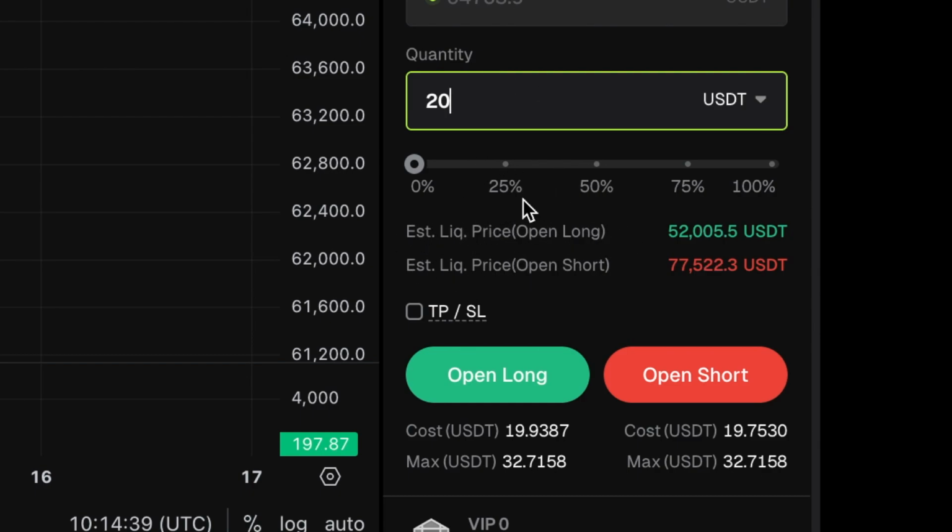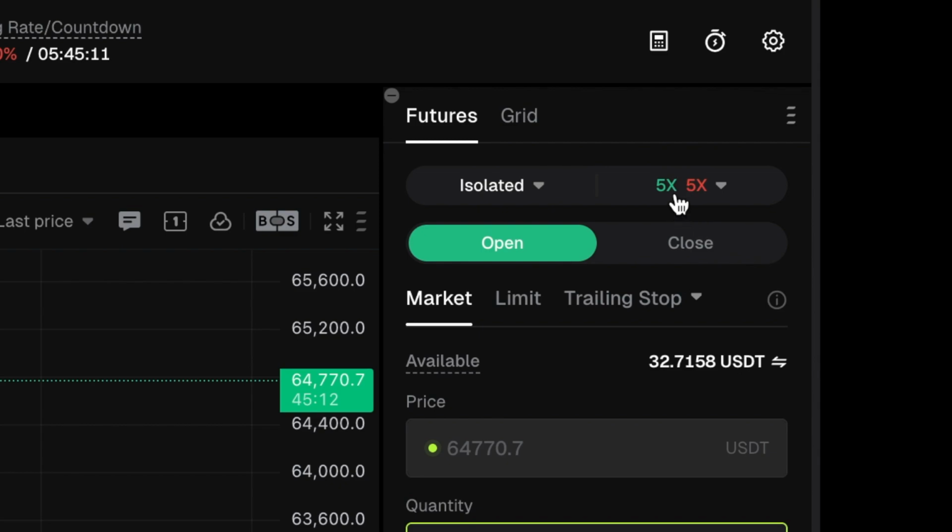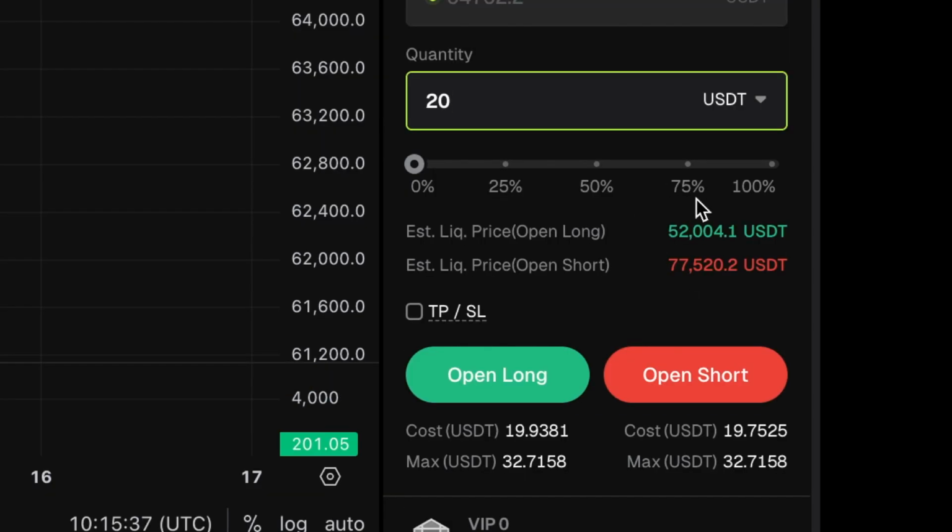What this tells you is if you were to enter a long position with this margin at this current market price with this exact leverage, then your position would be liquidated if the price dropped to about 52k. Or if you entered a short position from this current market price, then you would be liquidated if the price went up to 77.5k.